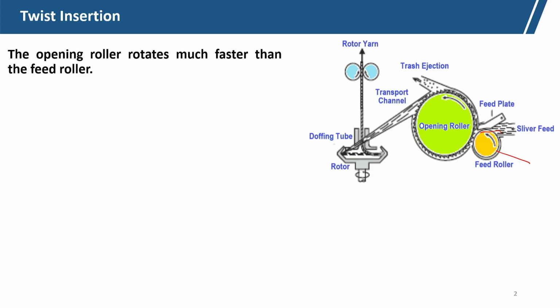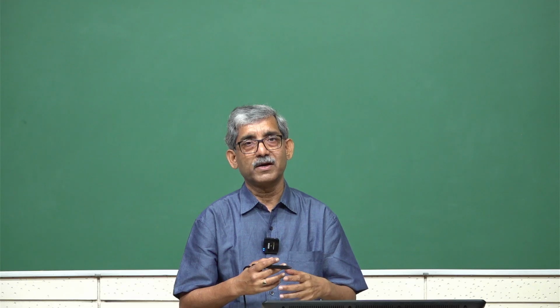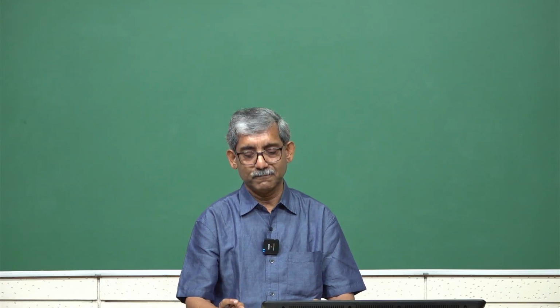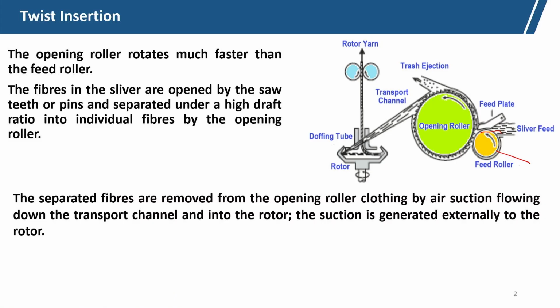Now, the opening roller rotates much faster than the feed roller speed. So, that results in the complete individualization of fibers. Fibers in the sliver are opened by the sawtoothed pins of the opening roller and separated further. A high draft ratio is there, so at a very high draft ratio it separates the fiber to an individual stage. At this opening roller, the fibers become individual fibers, and the separated fibers are removed from the opening roller.